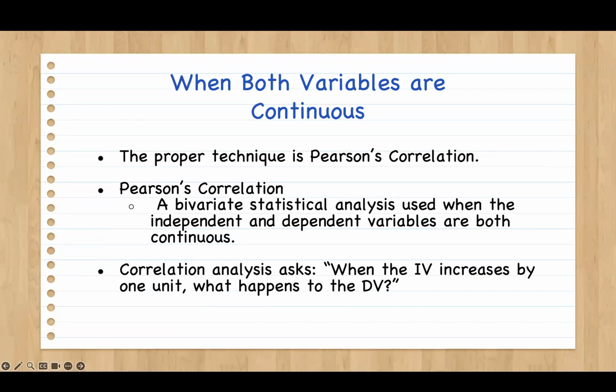When both variables are continuous, the proper technique is Pearson's correlation. Pearson's correlation is a bivariate statistical analysis we use when the dependent variable and the independent variable are both continuous. So the correlation analysis asks: when the independent variable increases by 1 unit, what happens to the dependent variable?